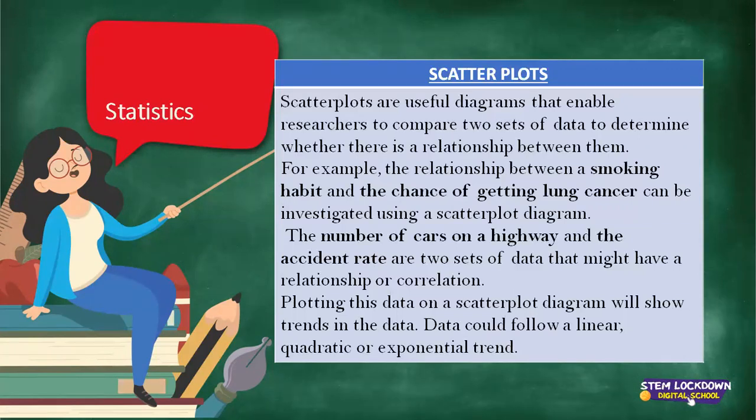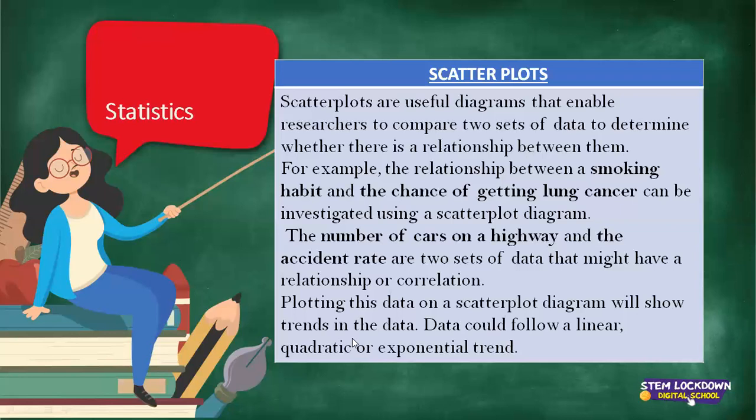And then to do such kind of research, what do you do? We go into data collection. We collect data on the two variables, and then plot our records, our results, and see if there's a relationship between the two variables we are considering. Plotting this data on a scatter plot diagram will show a trend in the data.